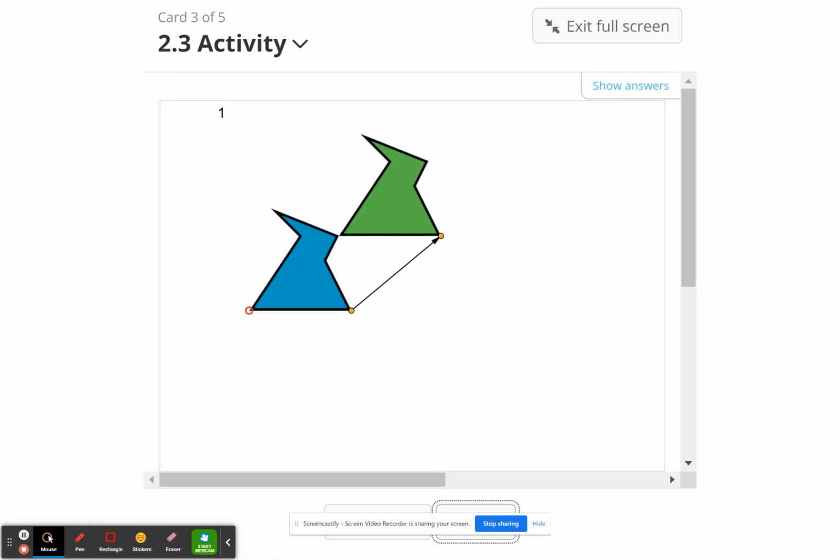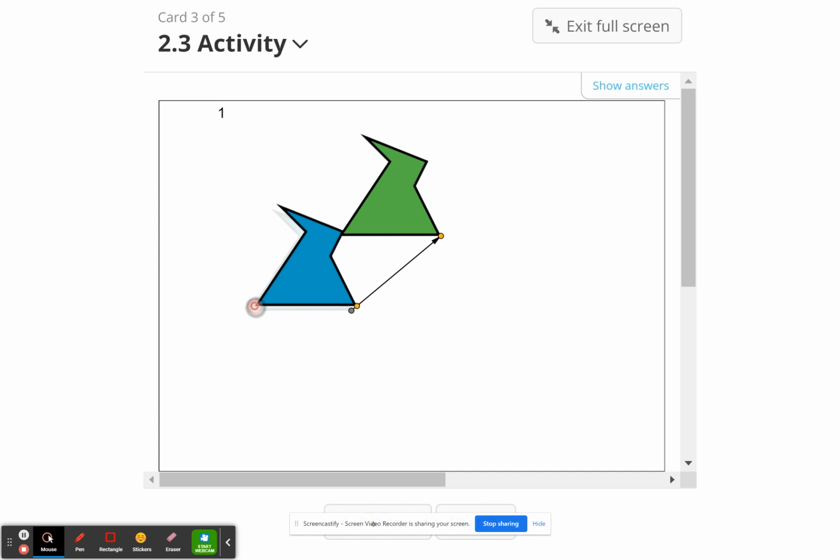Here we are. Okay, so we have this first figure, and this is a translation. We have figure A, the blue figure, shifting upward. That is a translation. Okay, do you see? I'll bring it back. And you can do this when you go into Learn Zillion yourself.